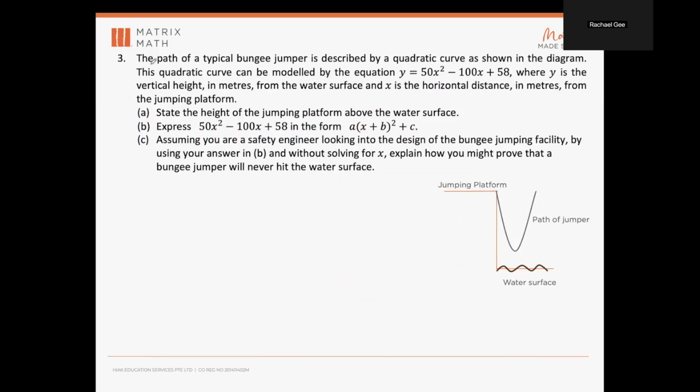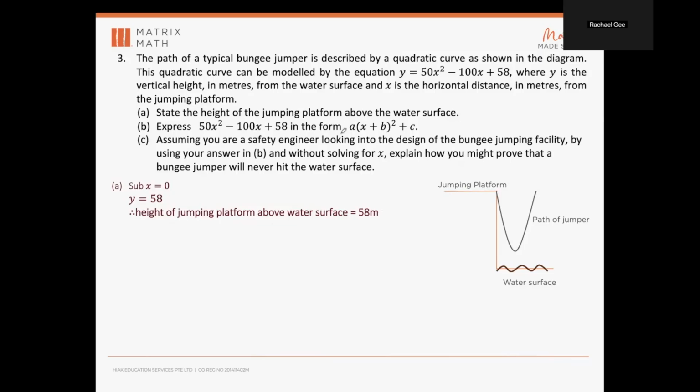For question 3, the path of a typical bungee jumper is described in this quadratic curve. Your equation is this, where y is the vertical height and x is the horizontal distance. State the height of the jumping platform above the water surface. Above the water surface means that your horizontal distance is 0. So you sub in x equals 0, you get y equals 58. So the height of the jumping platform above the water surface is 58 meters.